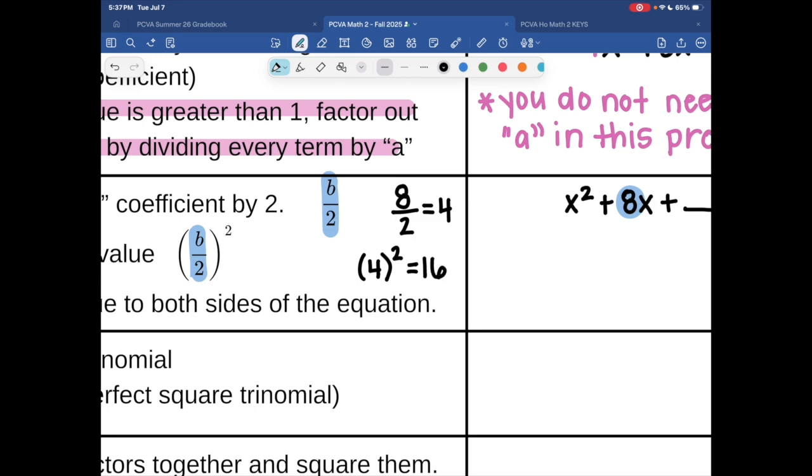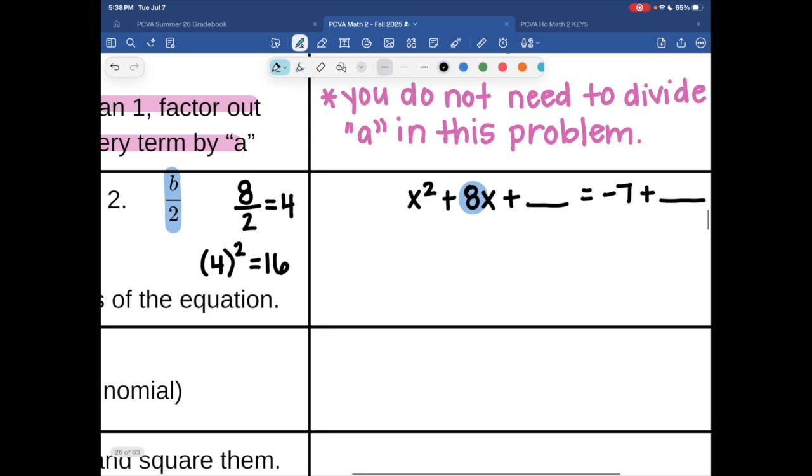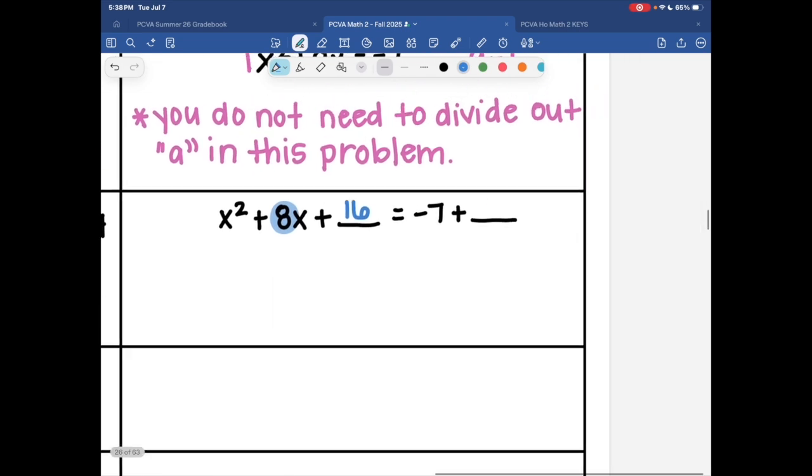Okay. Now, here's what's important: now that we've got that, 16 is going to be the number that you apply to both sides, where we put those placeholders. The reason we want to do that is because we now have a perfect square trinomial that was created on the left-hand side.